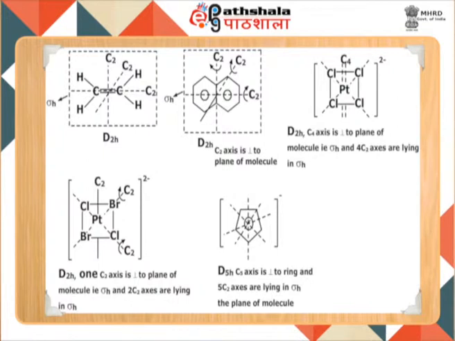Like this, you can take any other polygonal molecule and find out that if it contains a Cn axis, nC2 axes and sigma h in the molecule, then it goes to the Dnh point group, and the value of n depends upon the order of the principal axis.